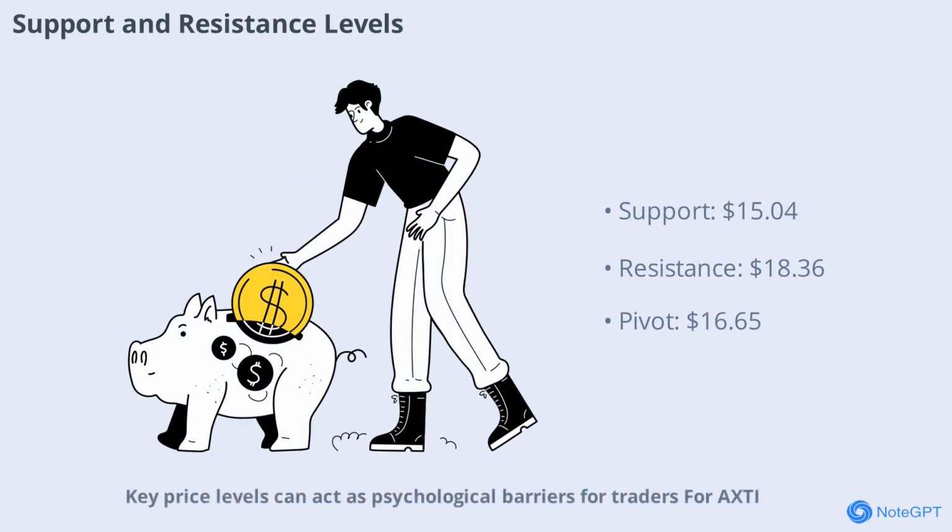Key price levels can act as psychological barriers for traders. For AXTI, the nearest support is at $15.04, while resistance sits at $18.36. The pivot point is $16.65, just below the current price. These levels are important for planning entries and exits, as they often mark areas where price action may pause or reverse. Watching how AXTI behaves around these levels can provide valuable clues for future moves.